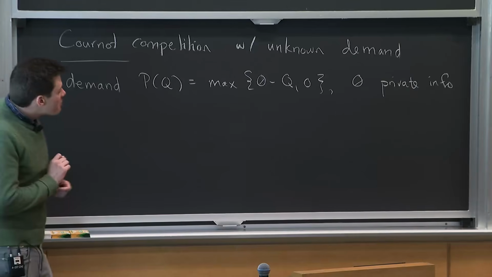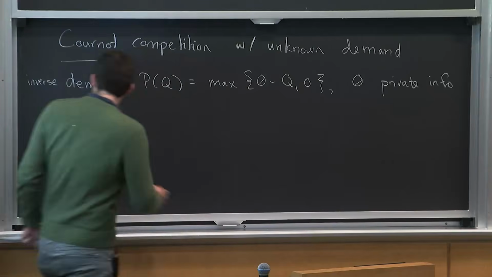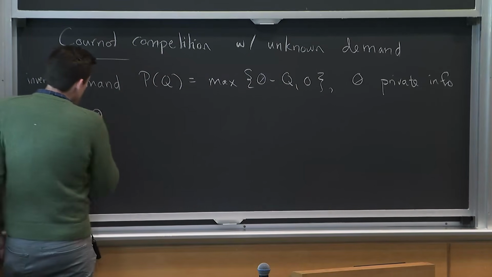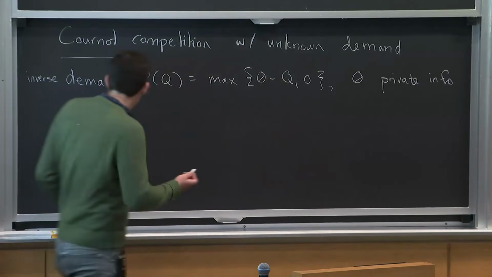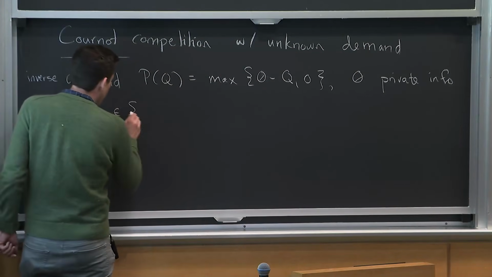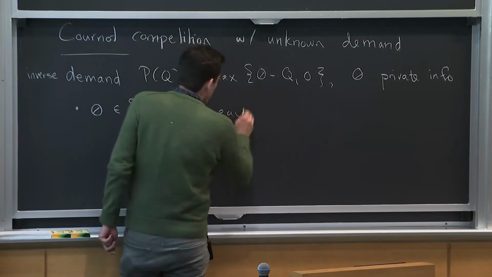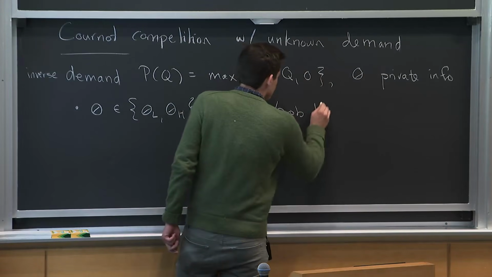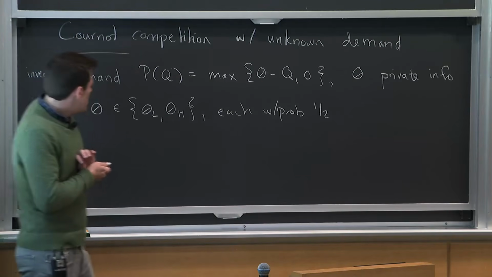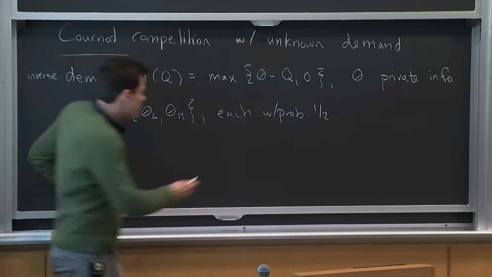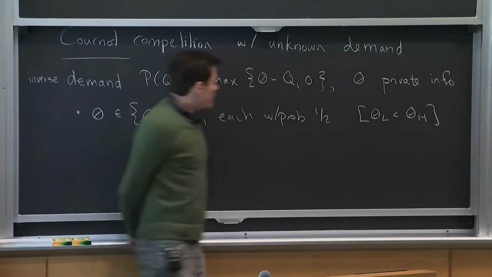So we're going to look at, I guess, the simplest possible case where one of the firms knows the value of theta, but the other firm does not. So let's assume that theta can take two possible values, and let's assume they each occur with probability 1/2. So kind of the easiest case. So theta is an element of either theta L or theta H, each with probability 1/2. Of course, we're going to assume here that the labels make sense, so theta L is smaller than theta H.